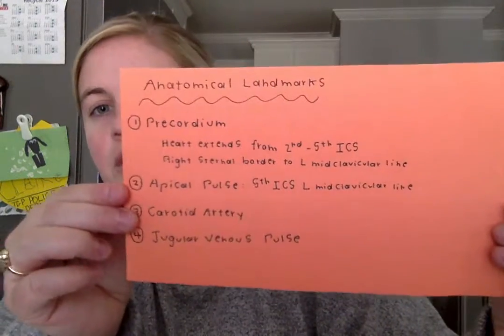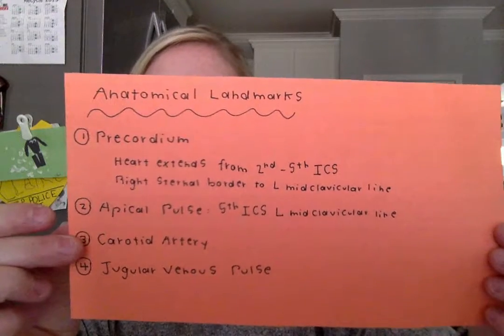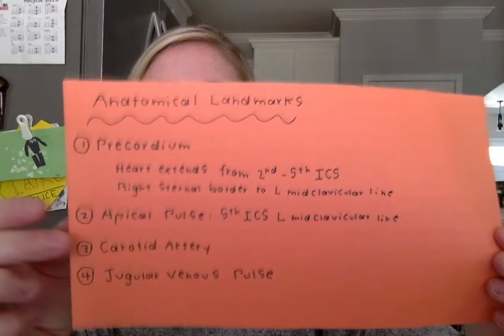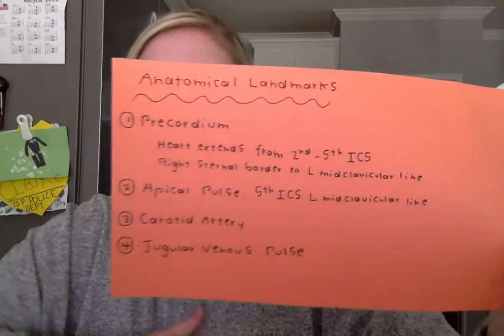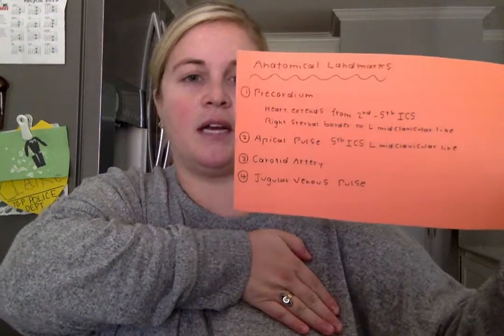The next thing that you would do is we're going to just review some anatomical landmarks so that you would know what you need to be assessing when you're looking at the inspection and palpation of your patient, the cardiac assessment. So I made this little cheat sheet for you guys so you can see it. So the first thing is the precordium, and the precordium is the entire section of the heart, the whole part of the chest that the heart takes up.